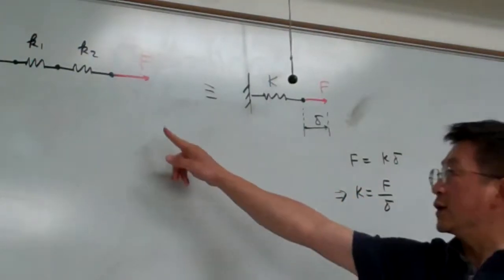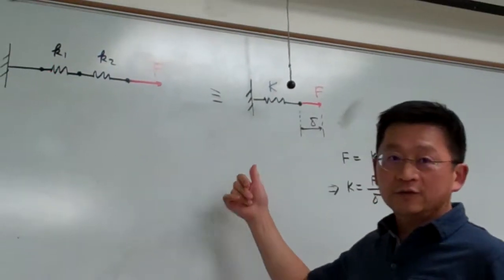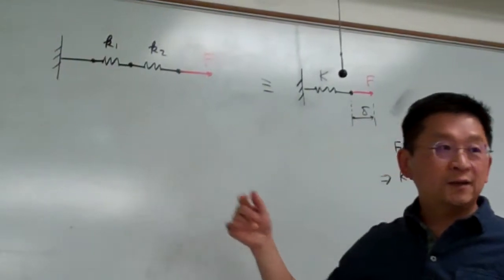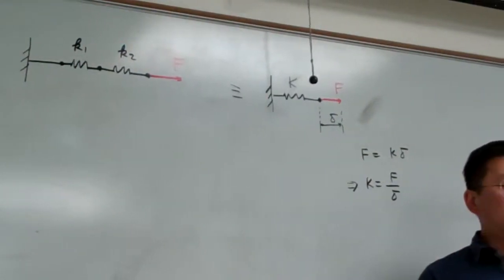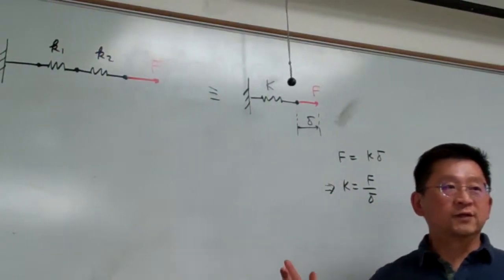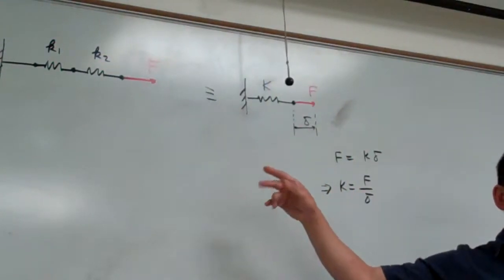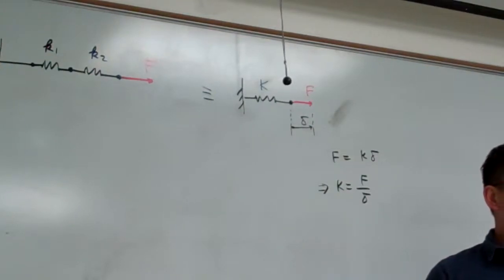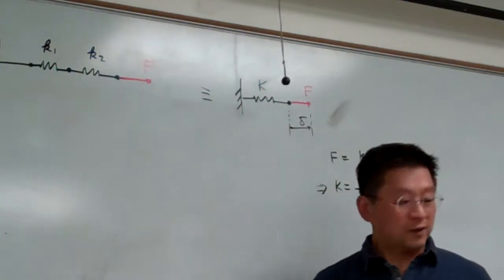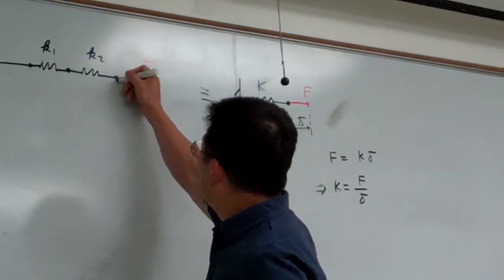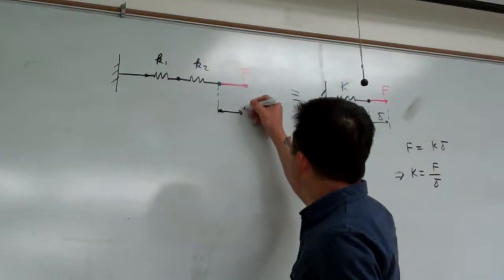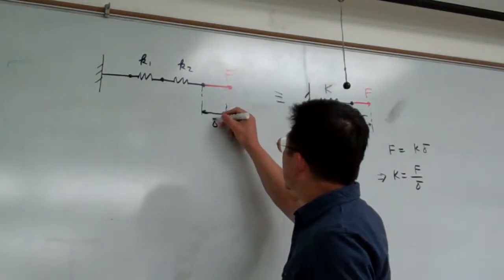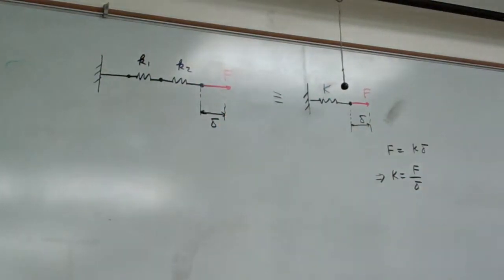And now we use the same loading and the same deformation. We describe the equivalent system such that if the two systems are equivalent, their loading must be the same and their deformation must be the same. That is what we call the equivalent system. Okay, so under these situations, at this end, they have the same deformation. So that's called delta.